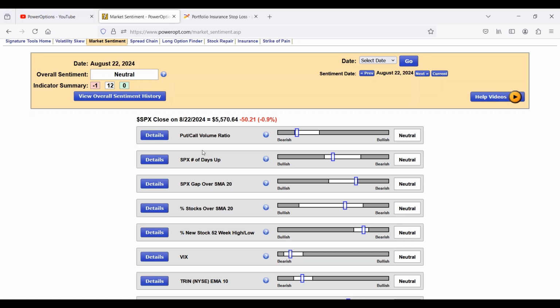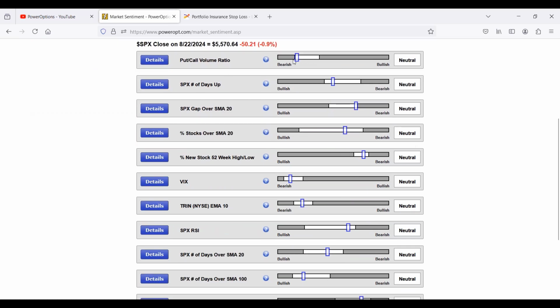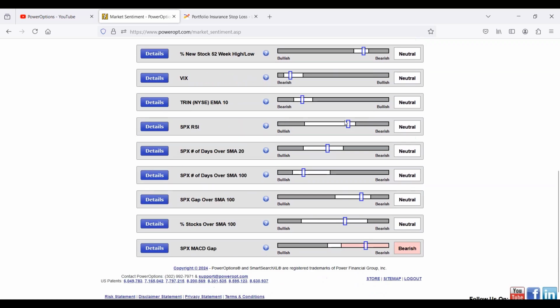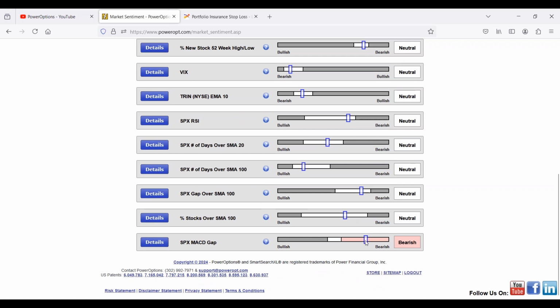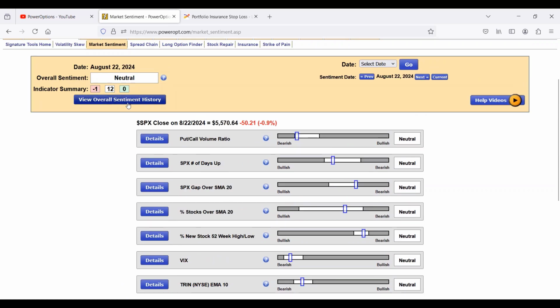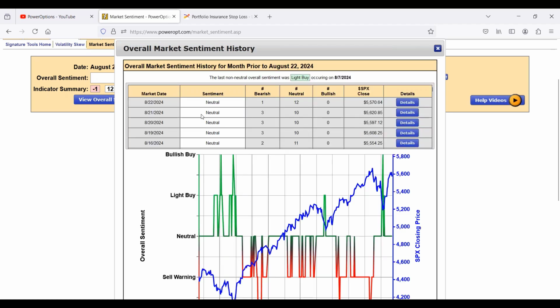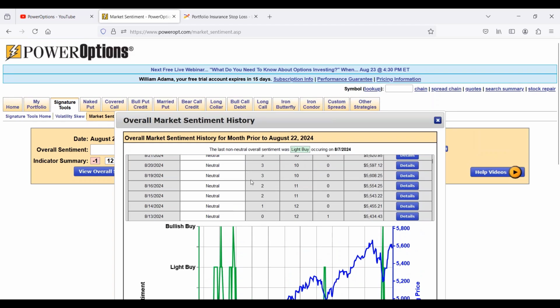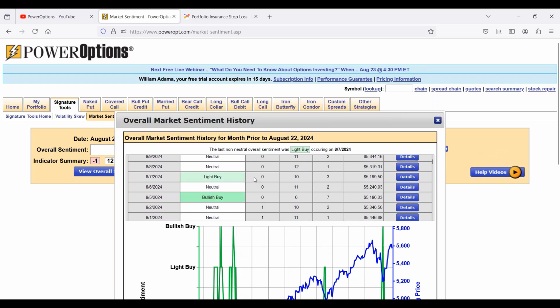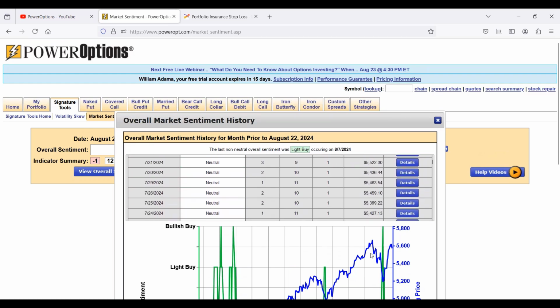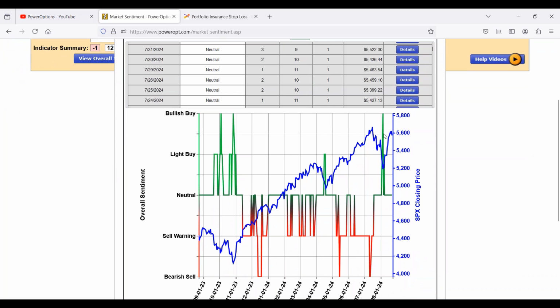Not daily, not tomorrow morning, not anything of that nature, but based on historical trends, when the market is overextended, there are fences set for each of these. Put call volume ratio, you can see it's almost going into a bearish mode right now. So is the SPX gap over the SMA 20. Where are we close on other ones? We're in bearish on the MACD gap for S&P 500. So what does that mean? Well, when you get a certain number of these different criteria that go into the fences of buy or sell, it triggers the buy or sell warnings.